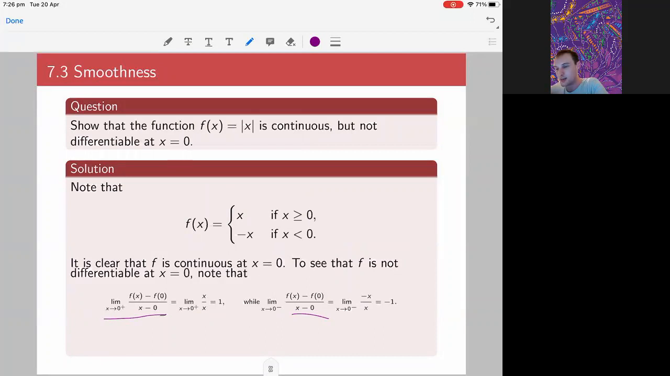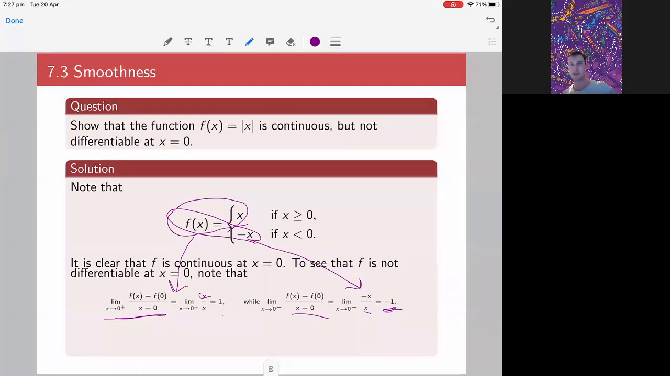Let's approach this limit from above. If x is positive, then f of x is equal to x. So that's that rule there. And x minus 0, so I've got x divided by x, that's just equal to 1. However, if we're approaching from below, we use the fact that f of x is equal to minus x. Minus x divided by x is equal to minus 1.